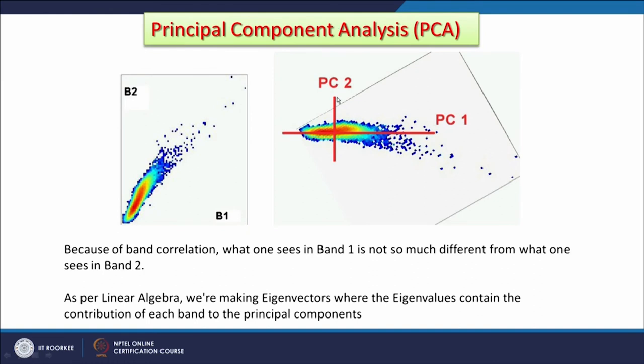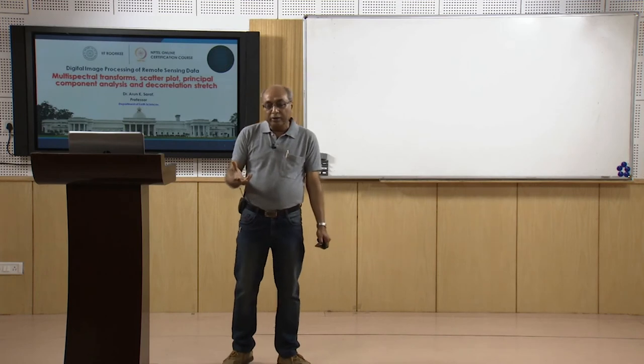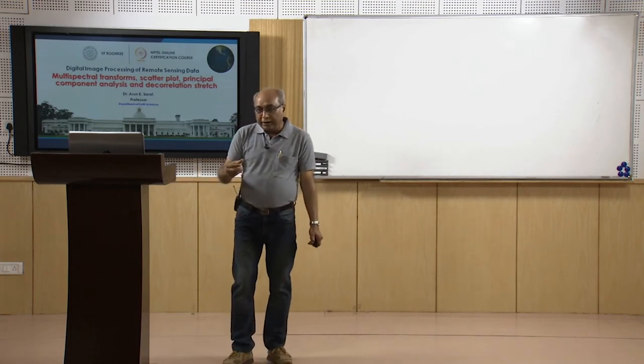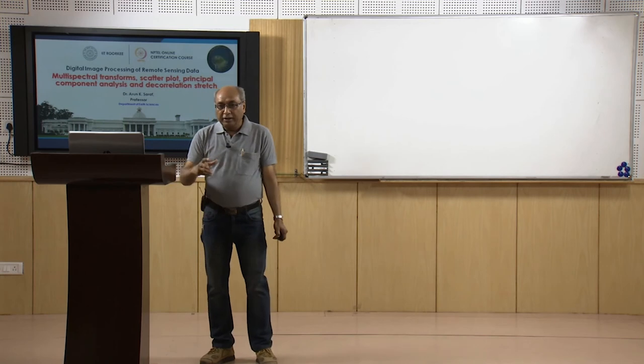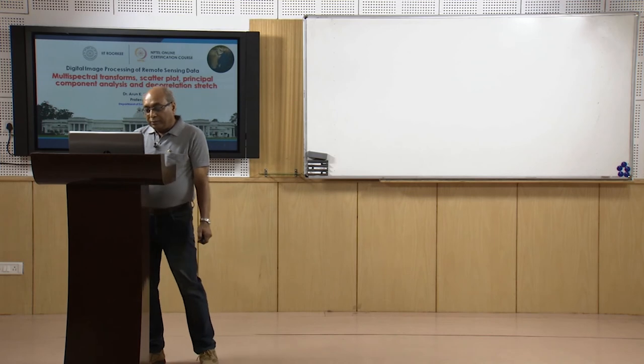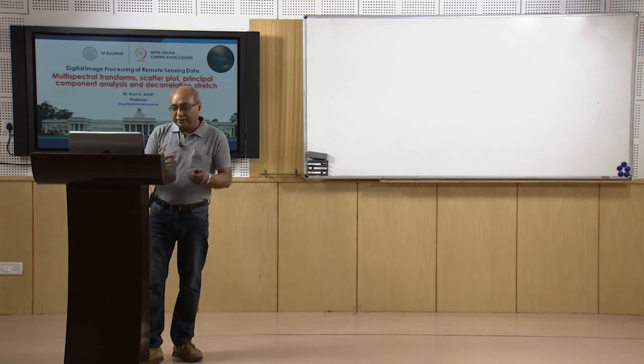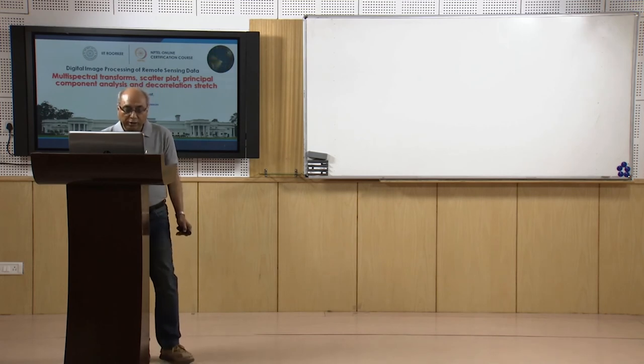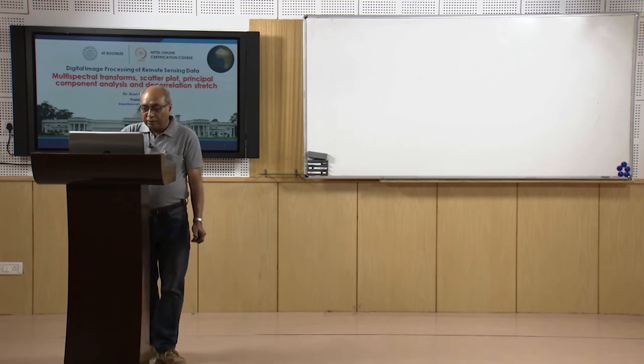And the next one is PC2, which is perpendicular to PC1. Now think that if you have multi-band or multispectral data, graphically I can represent mainly 3 components, PC1, PC2, PC3. But using digital image processing software, we can go for many, not only 3, but maybe 4, 5, 6, depending on what you are trying to achieve. So here I am showing only 2.